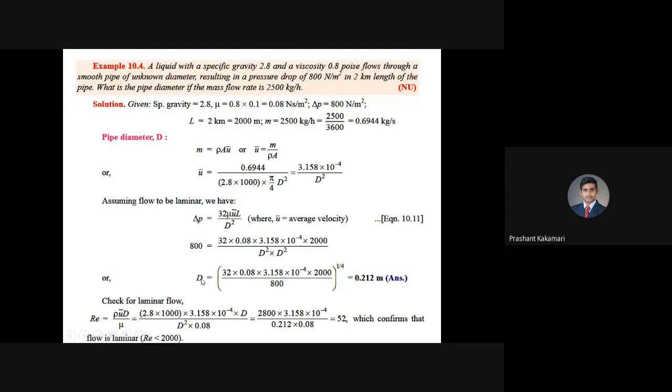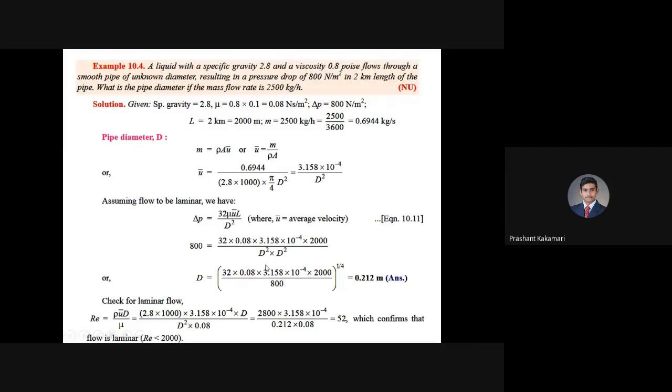So please, one of you use the calculator and tell me whether you are getting the correct answer or not. Here they are telling the diameter after substituting 32 into 0.08. In the formula of Hagen-Poiseuille's equation, 32 into mu into u bar, u bar is 3.158 into 10 raised to minus 4 divided by d square. It is taken to the left side, into the length of the pipe 2000 meters, divided by this dp or p1 minus p2, which is taken in the denominator.